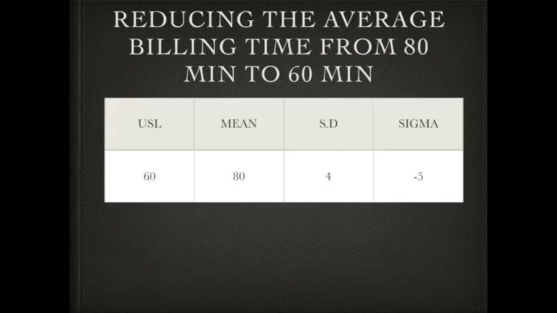Medical billing industry. Reducing the average billing time from 80 minutes to 60 minutes. Here the target is 60. The mean level is 80. The mean level is beyond your upper specification limit. It is not reaching your target. The standard deviation is 4. The difference between the mean and the specification limit is 20. In 20, there could be 5 standard deviations that could be accommodated. But since the mean level is not reaching your target, here it is in minus 5 sigma level.